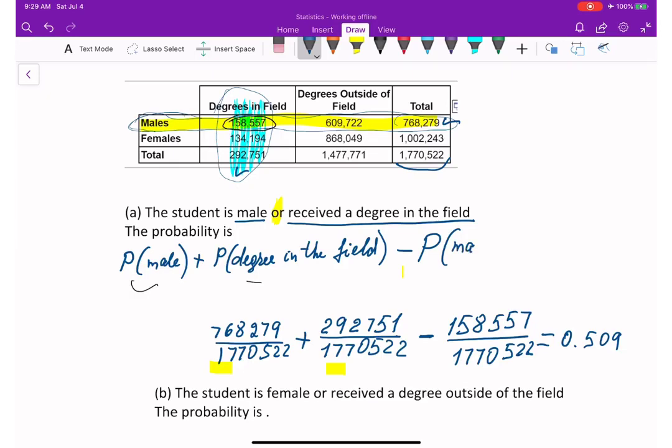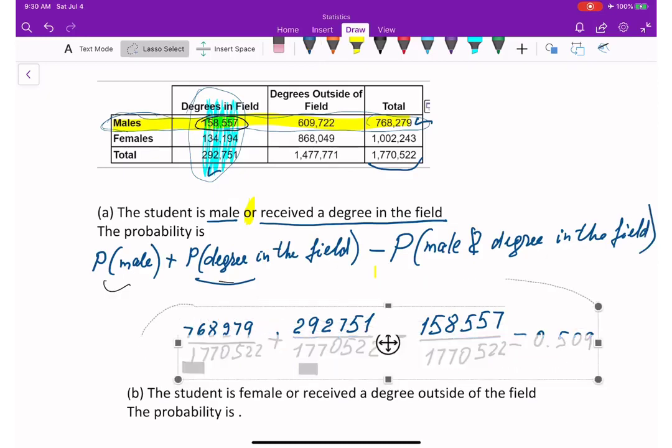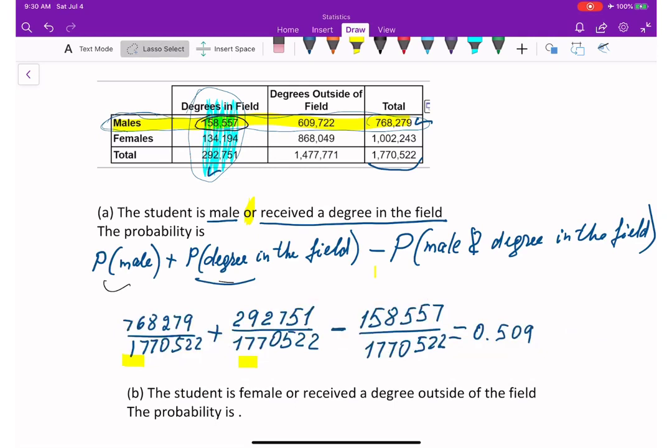probability of male. I wasn't paying attention last minute. I had a look and saw what's happening there. Male and, because that's an and, right? And of this 158,557, it's male and degree in the field, which is both these probabilities. Male and degree in the field. We got it. Okay. So 0.509.